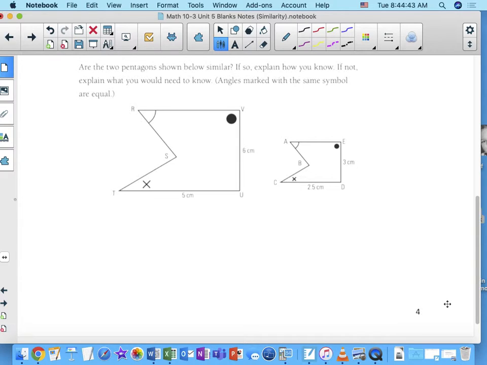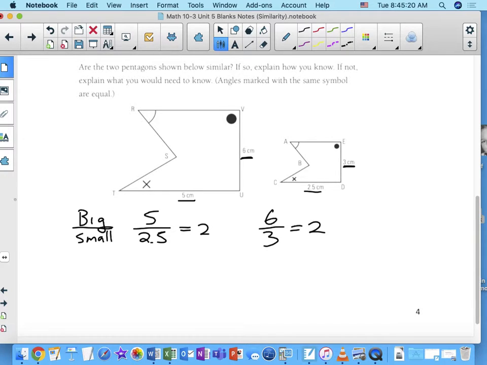Now we know 2 side lengths. Okay, we know this guy here is 5 and this guy here is 2.5. And this guy here is 6 and this guy here is 3. So if we look at the ratio of side lengths, let's say we look at the big over the small. Okay, well, 5 over 2.5 equals 2, and 6 over 3 also equals 2. So that's a good start.